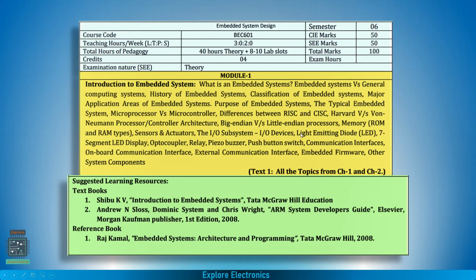Then I/O subsystems like LEDs, 7-segment display, relay, and optocoupler. These are very important in an embedded system to drive the data and also to take out the data. Finally, the external communication interface and embedded firmware, which is required as software to work on, and some other system components. Here you can refer to the first textbook for this particular module, Shibu K V, Introduction to Embedded Systems. So let us get in and see all the concepts from what is an embedded system till other system components in this module in one go.